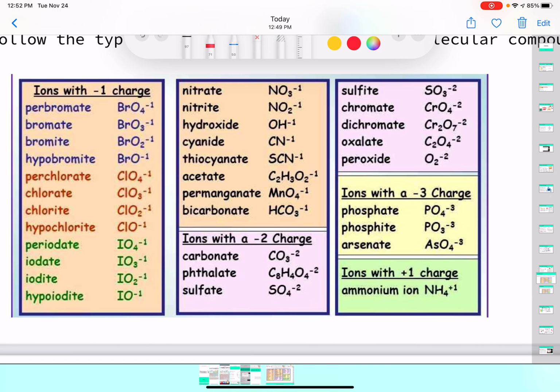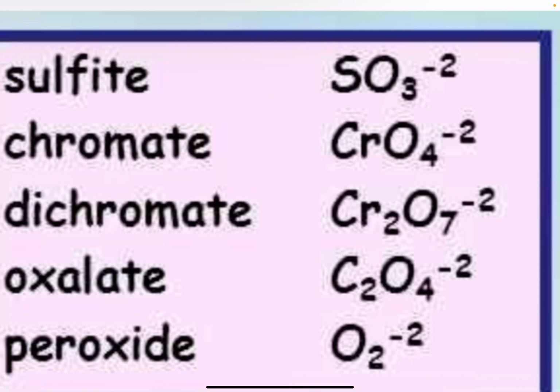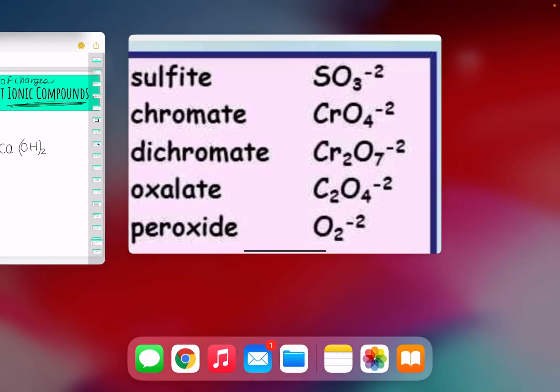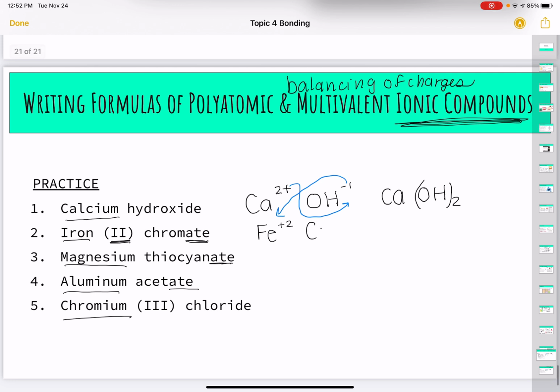We're looking for chromate. So if we look through this list to look for chromate, we should find it. Yes, over here. So chromate is CrO4 with a -2 charge. So I'm going to write CrO4 with a -2 charge.